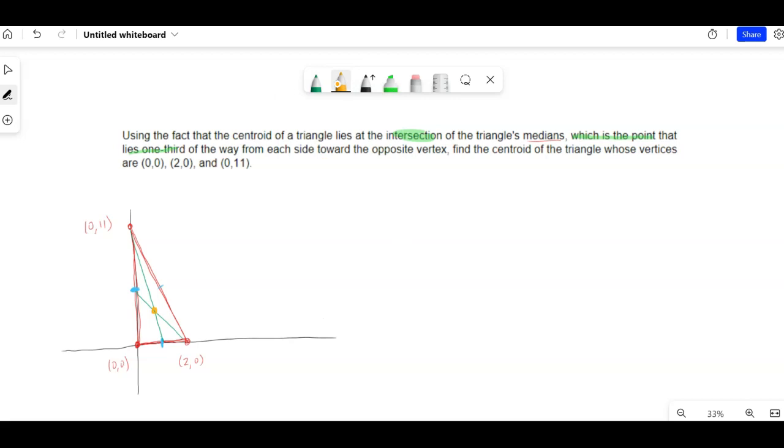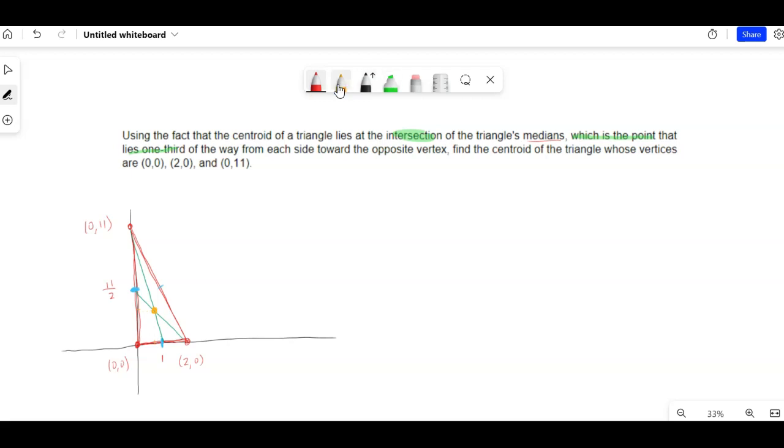That's a third of the way. If you were to drop down here, that's a third. If you were to drop down here, that's a third, is all they're saying. So they want you to find the intersection of those lines. That would be the centroid here. This is 0 and 11, so this is 11 halves on the y-axis. This is 0 and 2, so this is 1 on the x-axis.